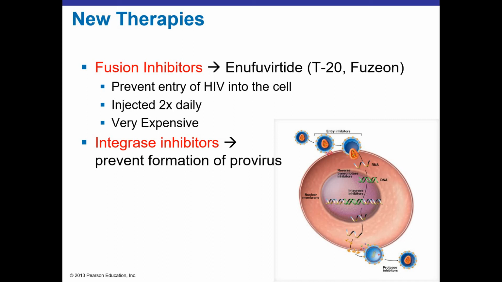There are some new therapies. These fusion inhibitors would be preventing that first contact. And so preventing the entry of HIV into the cell would be a great way to prevent infection, but it needs to happen early. You would have to know that someone needs to be on these types of therapy. It's relatively expensive still, and it is only available as an injectable product that needs to be injected twice daily. There's also some integrase inhibitors. This is going to prevent the provirus from ever forming by integrating into the host genome. So if you can prevent the formation of that provirus, then obviously the virus is not going to be able to stay latent within the host genome.